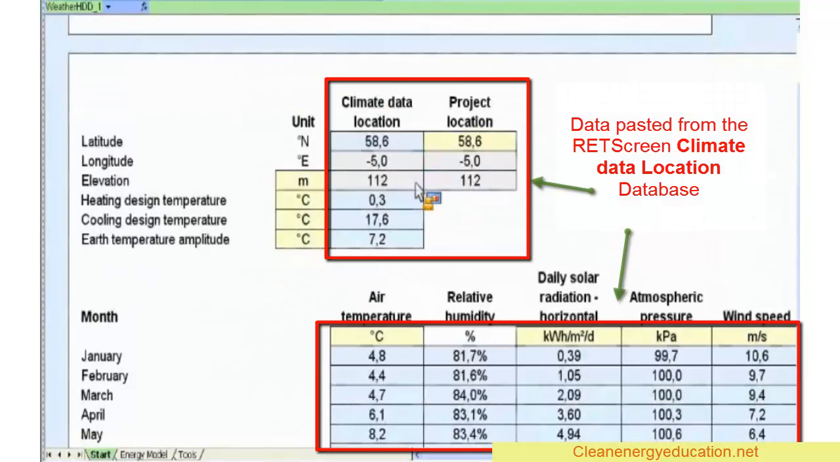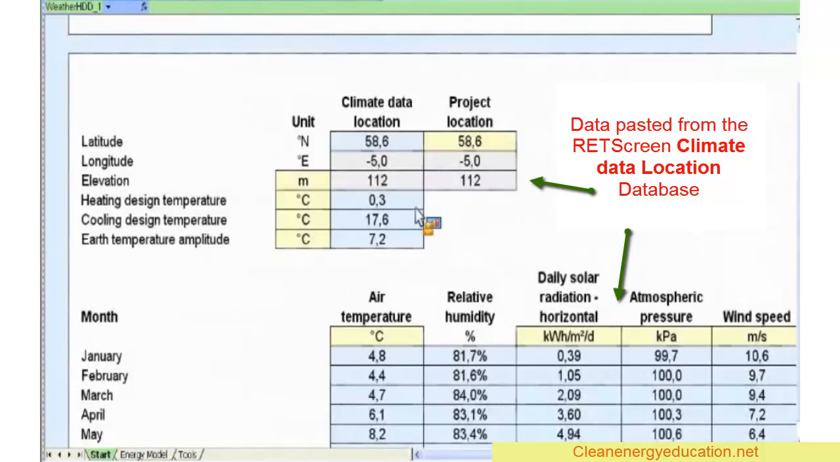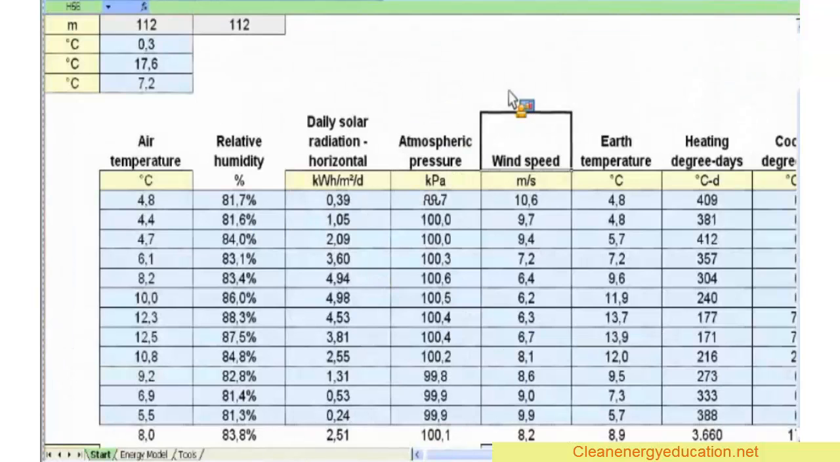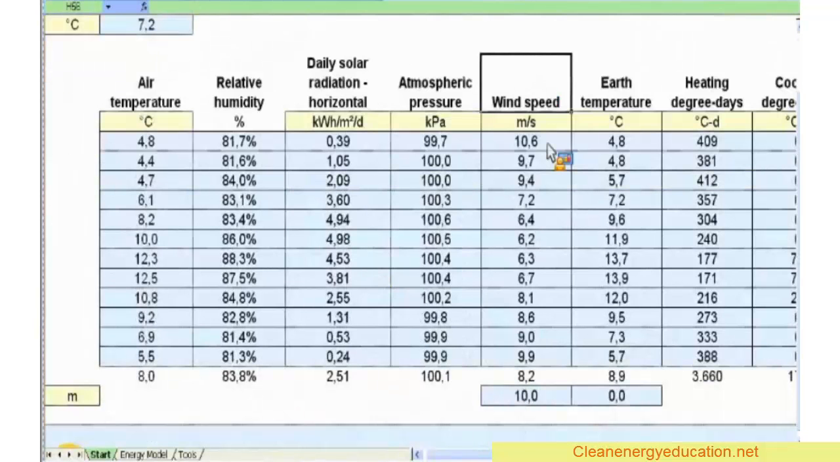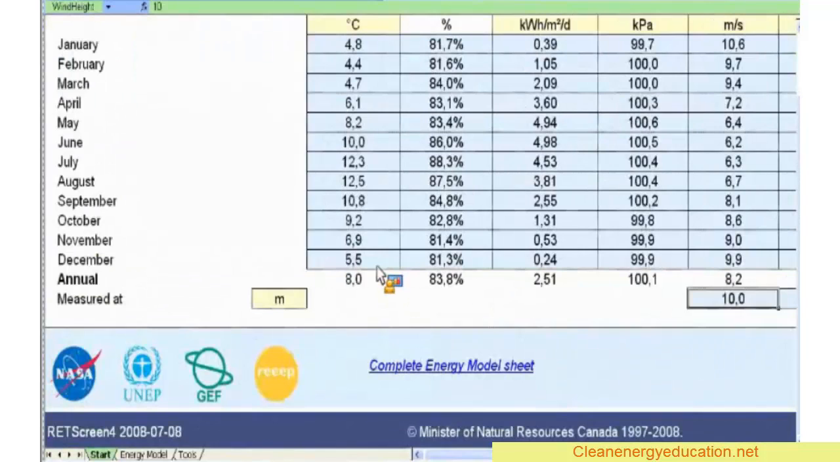So latitude, longitude, elevation, and the wind speed, with very good wind speeds. In January the average wind speed is 10, pretty high. And then for the rest of the months, and this is a measurement at 10 meters from the ground. So at this stage we have completed.